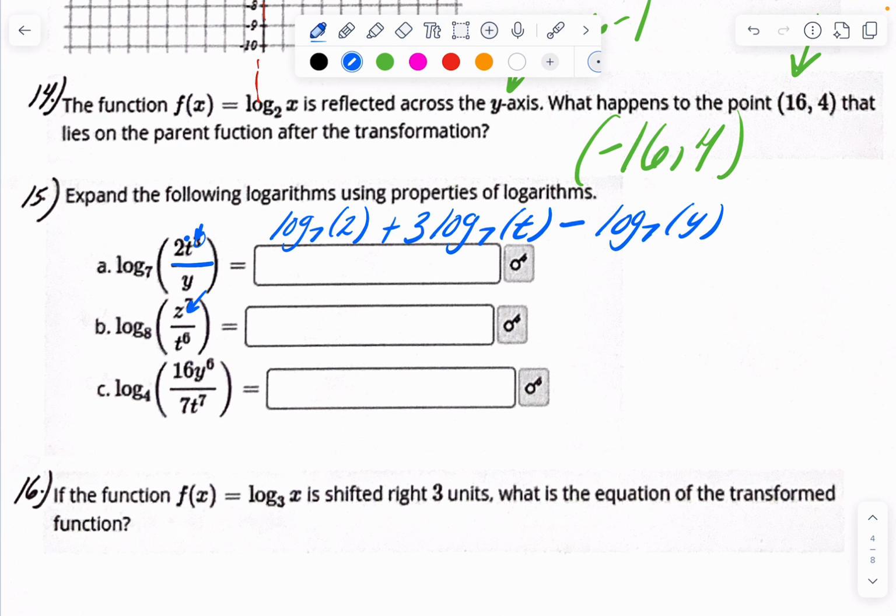Again, exponents get pulled in front. So we'll have 7 log base 8 of z minus, since it's on bottom, it's minus, anything on bottom gets minus 6 log base 8 of t.